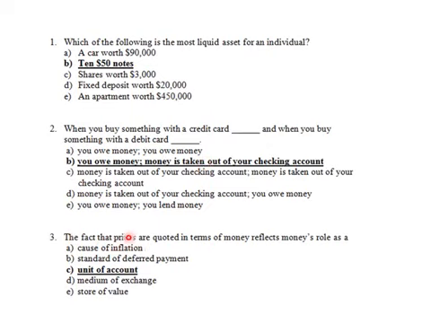Now for question 3, the fact that prices are quoted in terms of money reflects money's role as what? Remember that you have your four functions of money. When prices are quoted in terms of money, it's actually measuring the value of things. So it's a form of measurement, a unit of account. In the same way as we measure temperature in Celsius and distance in kilometers, we use money to measure value. So it's a unit of account. We are accounting for the value of something. That reflects money's role in this form.